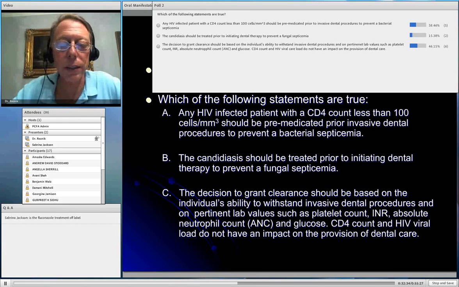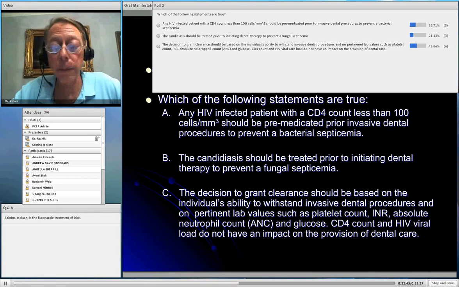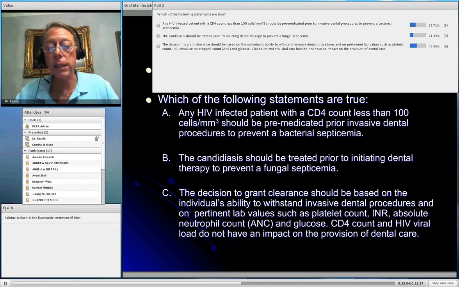We'll call the question. A is the wrong answer. There is no reason to pre-medicate based on CD4 counts. So I really want to make that clear. There was something in a textbook years ago that said you needed to pre-medicate if the CD4 count was less than 200. I did a lecture at the University of Minnesota last year and talked to the author of the new book that's coming out, and that's actually out of the book. We realize there's no reason to pre-medicate for oral surgery based on CD4 count or viral load or any of the HIV labs. You don't need to treat candidiasis prior to doing a dental extraction. You would want to get the tooth out, the person out of pain.